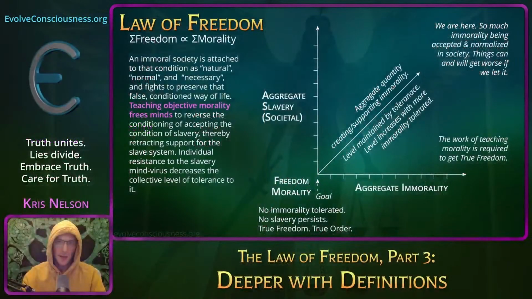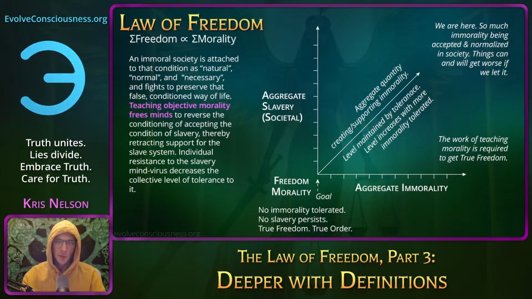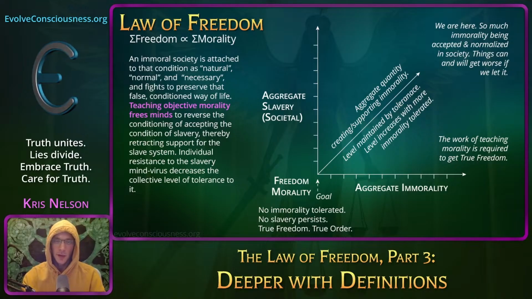So the aggregate quantity creating or supporting immorality, so that's the amount of people. That diagonal bar is the amount of people that are creating or supporting immorality, and that level is maintained by tolerance, and the level increases with more immorality tolerated.